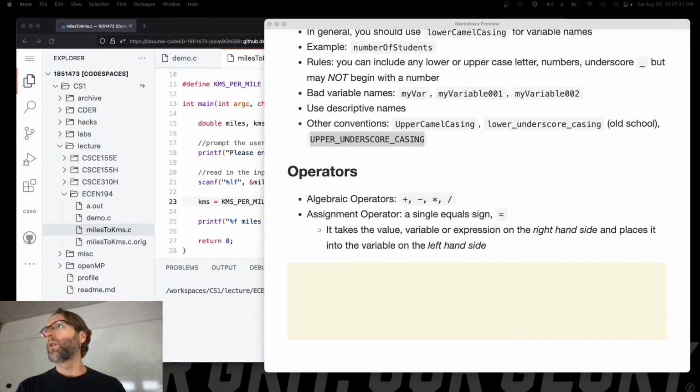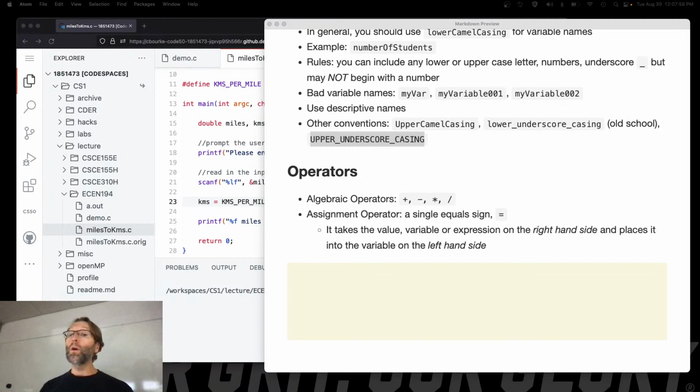It could be a number. We call those literals. If I just write 42, then that's a number. It could be an expression. It could be another variable, etc., etc. It's not the algebraic expression A is equal to B plus 2. That's algebra. This is coding.